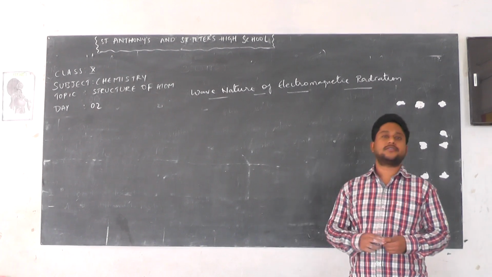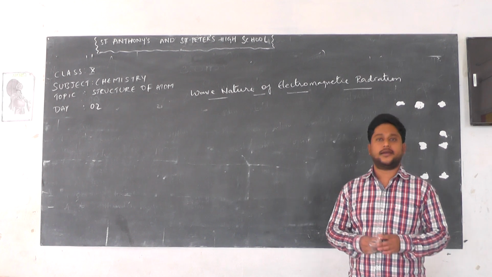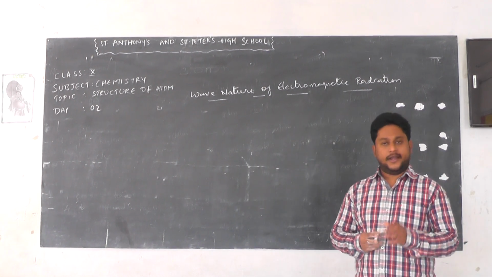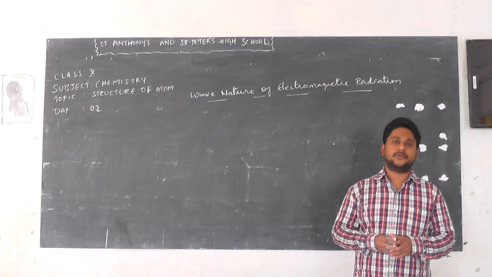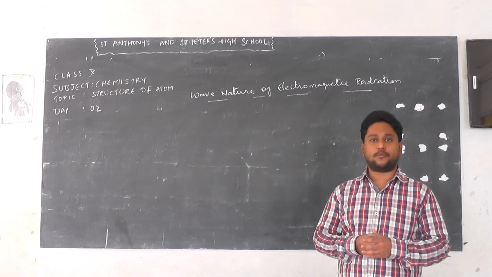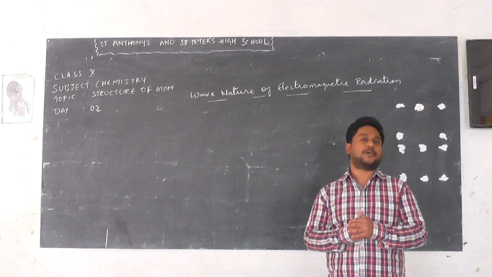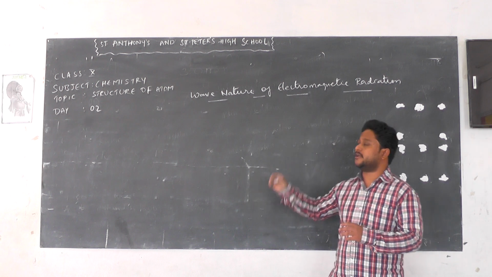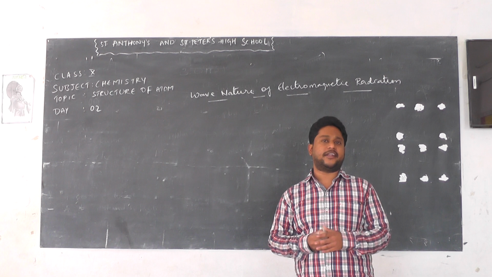Good morning, students. So today we are going to discuss the wave nature of the electromagnetic radiation of the chapter structure of atom. In the last class we discussed the atom, the discovery of the subatomic particles, different atomic models and the arrangement of subatomic particles. In today's class we are going to study the wave nature of the electromagnetic radiation or electromagnetic wave.